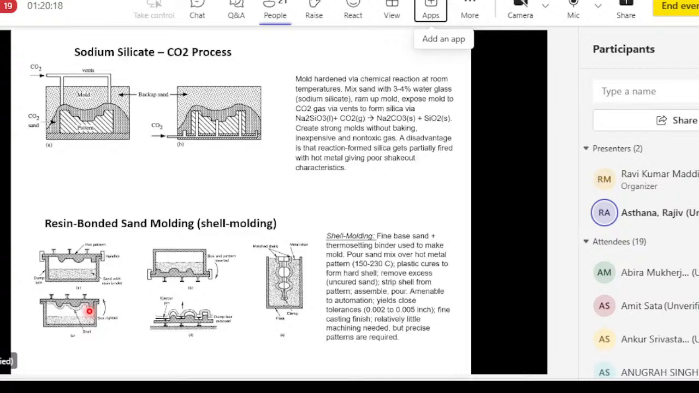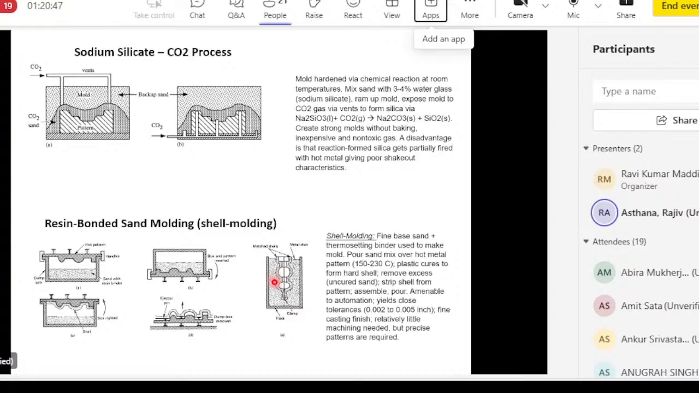Once a sufficient thickness of shell is formed, depending on the metastatic pressure that would be needed, invert the mold and remove or drop any unused sand here. Then this shell is stripped or separated from the pattern. A matching half is made, and then the two halves are assembled together. Put some backing shot, steel shot or sand, and pour hot metal.